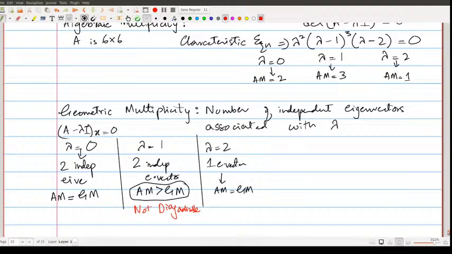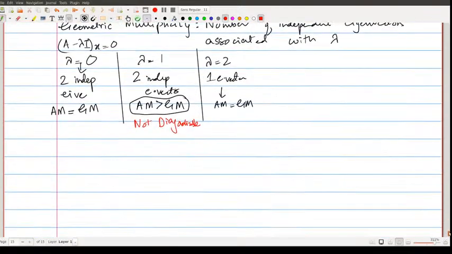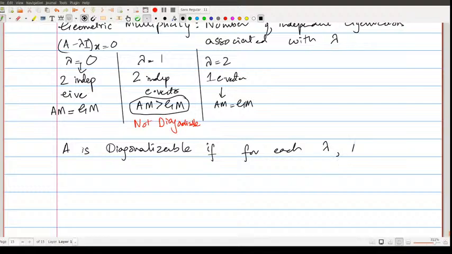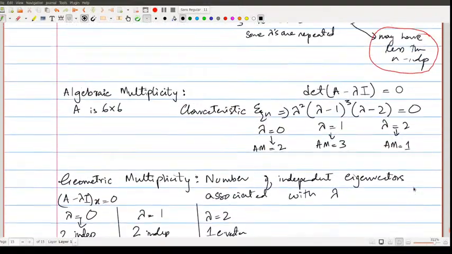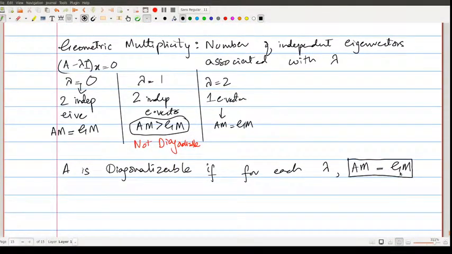So another way that we can state the notion of diagonalizability is that A is diagonalizable if for each lambda the algebraic multiplicity is equal to the geometric multiplicity. That is, the number of times it appears in the characteristic equation should be equal to the number of independent vectors that it has.